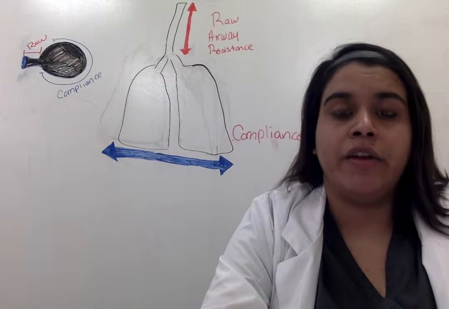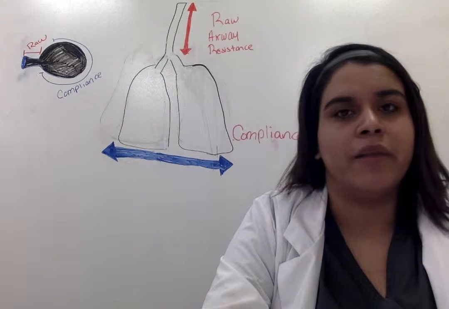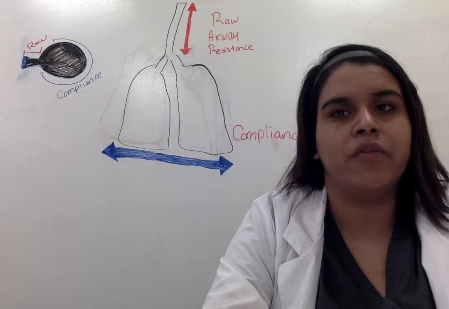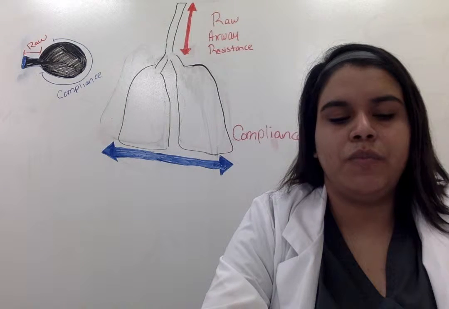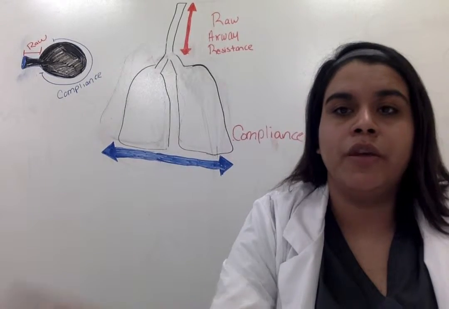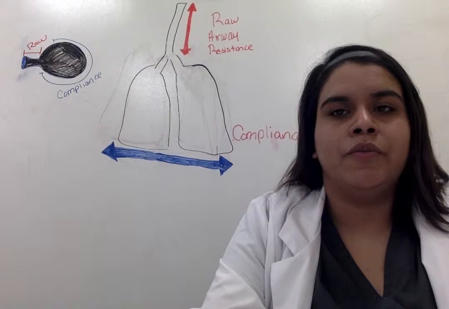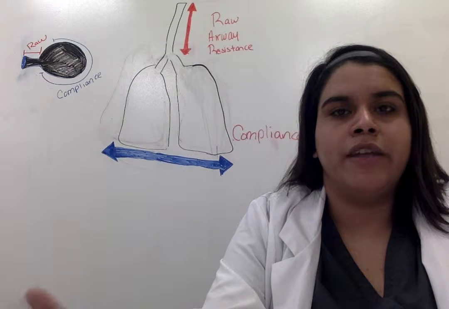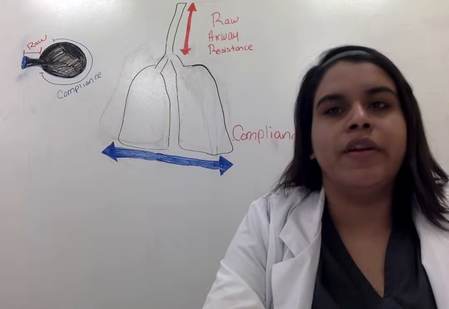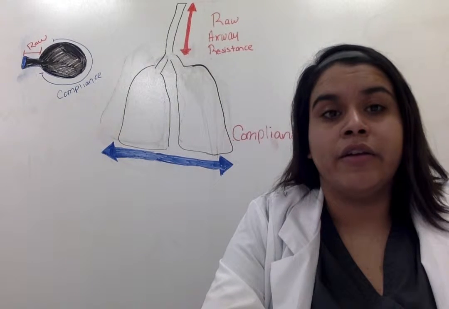Raw, on the other hand, is air resistance in the larger airways, so it would be a patient who would have status asthmaticus because of their airways being constricted. An example that we can all relate to would be a balloon. So, as you can see, my balloon over there. The balloon's end, where the circle is at, it's either harder or easier to blow in air.